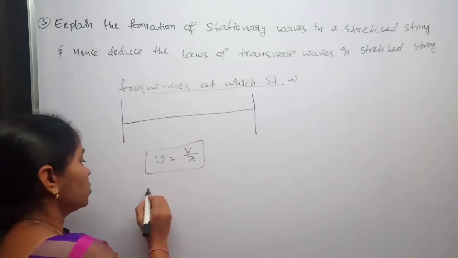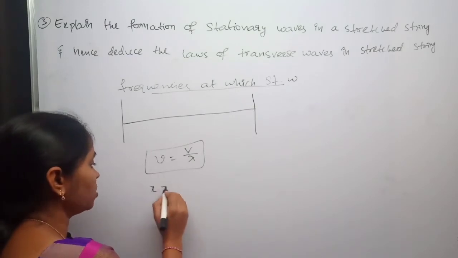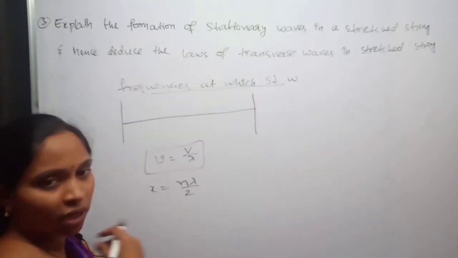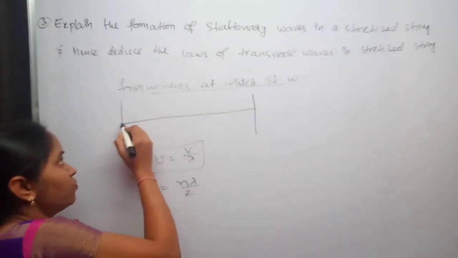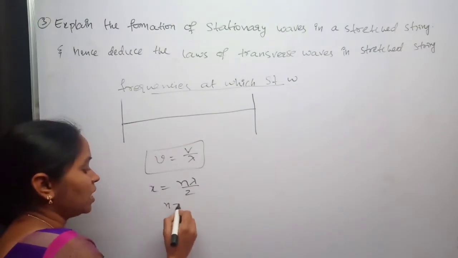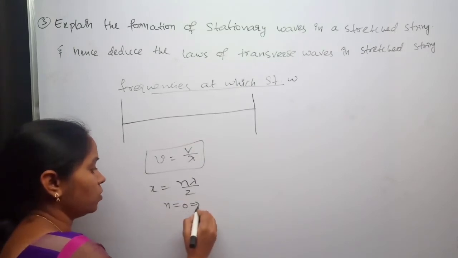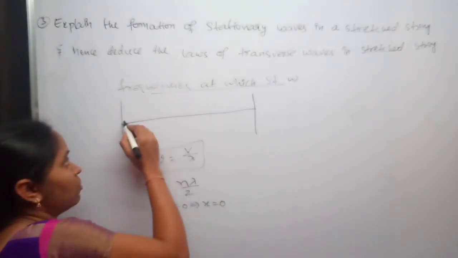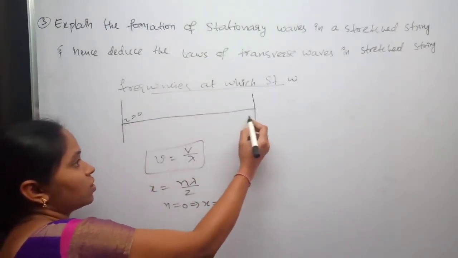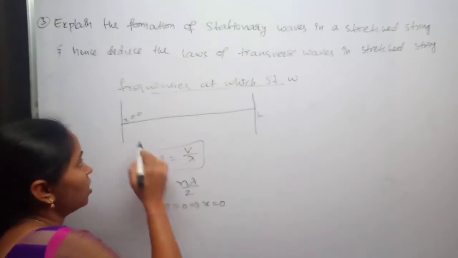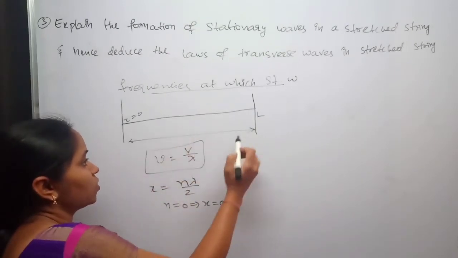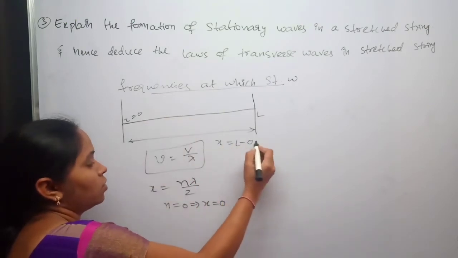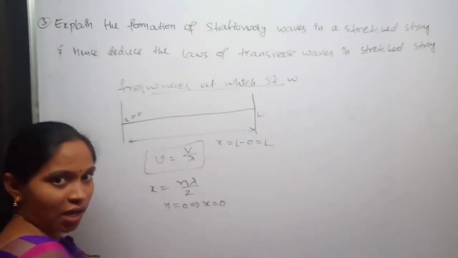We know that the nodes are formed at positions n lambda by 2. The first node is formed at n equals 0. At n equals 0, x is equal to 0. I am considering the total length of the string as L. Why? Because x is equal to L minus 0, which is equal to L. The length of the string is L.